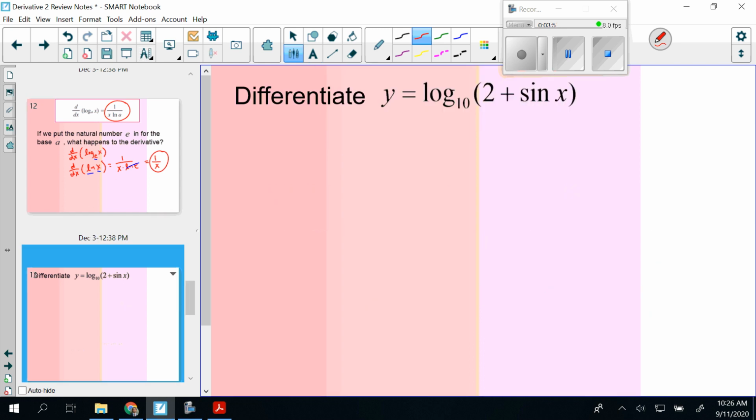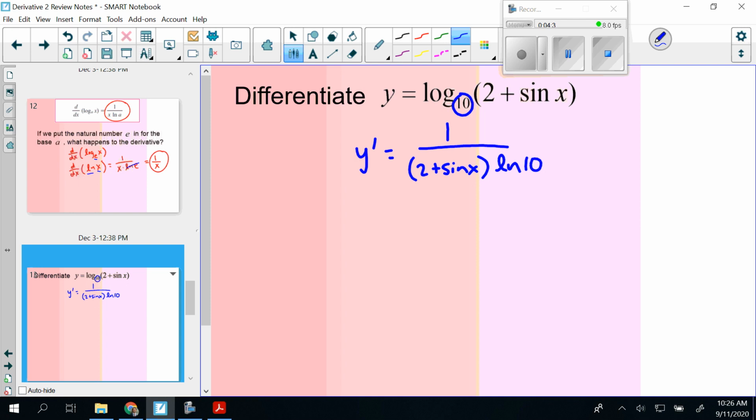Let's try one here. Differentiate this logarithm. So first thing here, we want to take the derivative. To do this one, it's going to be 1 over whatever we're taking the log of, in this case 2 plus sine x, times the natural log of whatever our base number is. So times natural log, here our base number is 10.